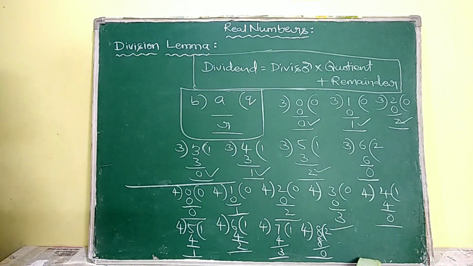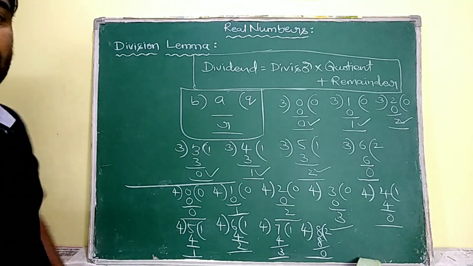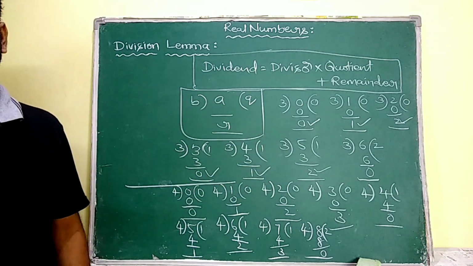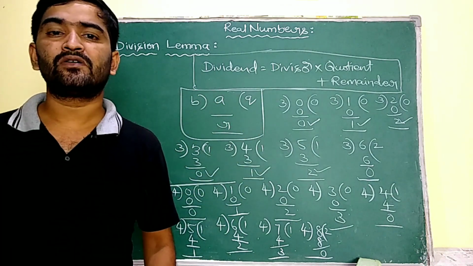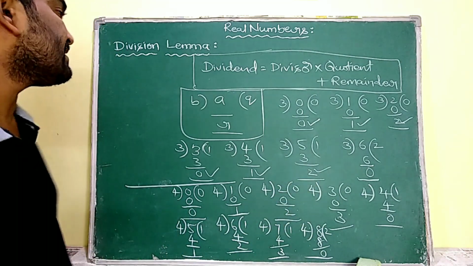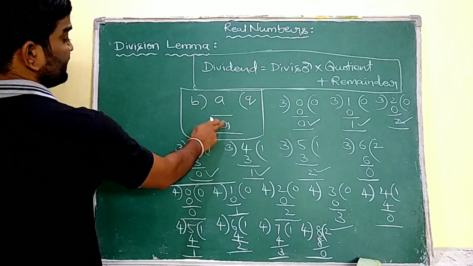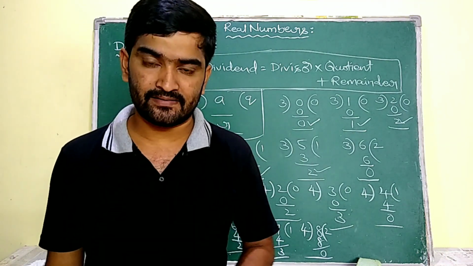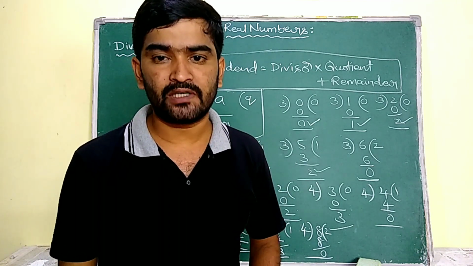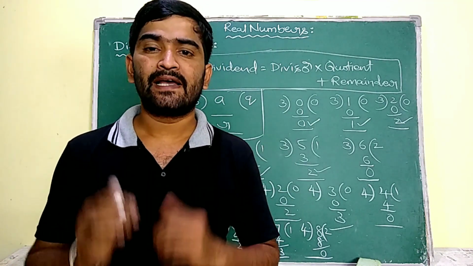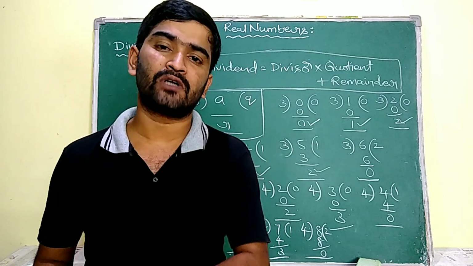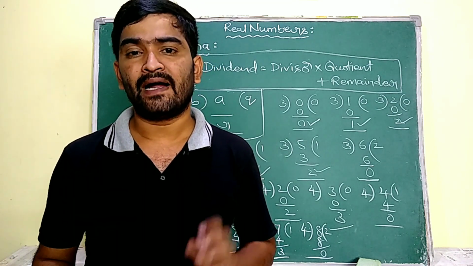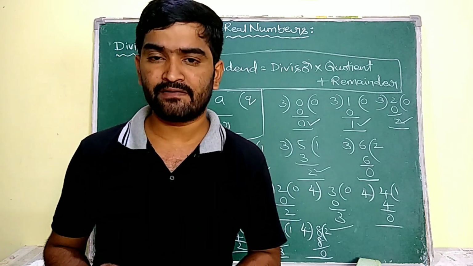That means whatever the divisor is, the possible remainders are 0, 1, 2, 3, and so on up to b minus 1. That is less than b. So these are the possible remainders, and that is the relation between the divisor and the remainder. That means the remainder is always less than the divisor and it starts from 0. The possible values for the remainder are 0, 1, 2, 3, so on, b minus 1. This is the relation between a remainder and the divisor of the given division lemma.